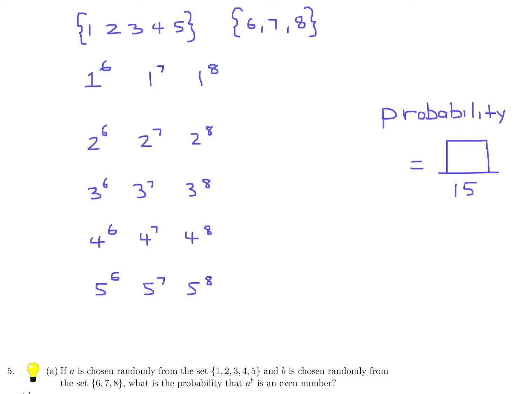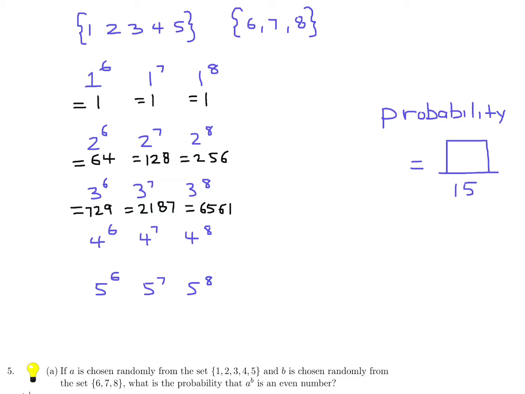All right, let's figure out what these all equal. 1 to the power of anything is just going to be 1, right? So these are all odd. Odd, odd, odd. 2 to the power of anything is going to be even, I think. 64, 128, and 256. 3 to the power, let's see here, 729, 2187, and 6561. 4 to the power of 4096.